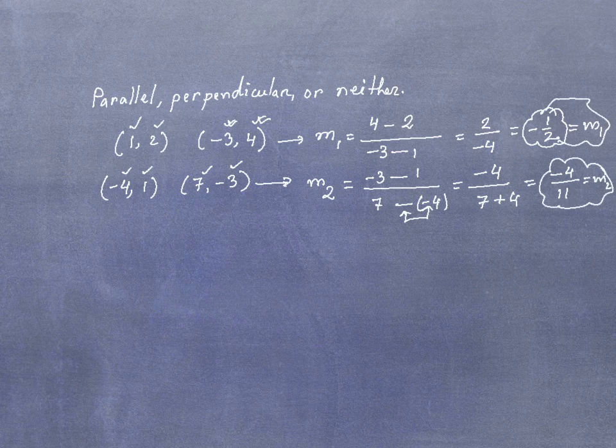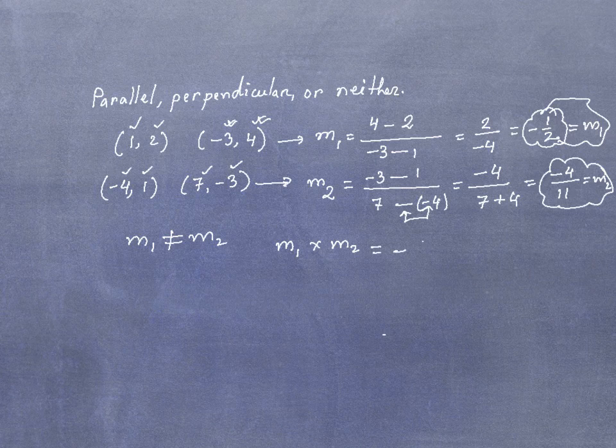Obviously, my M1 and M2 are not equal. That means these two straight lines are not parallel, because -1/2 obviously is not equal to -4 over 11. Now let's check whether these two straight lines are perpendicular. I'm going to just take these slopes and multiply them, M1 times M2. If the result is -1, that would mean that these two straight lines are perpendicular to each other.